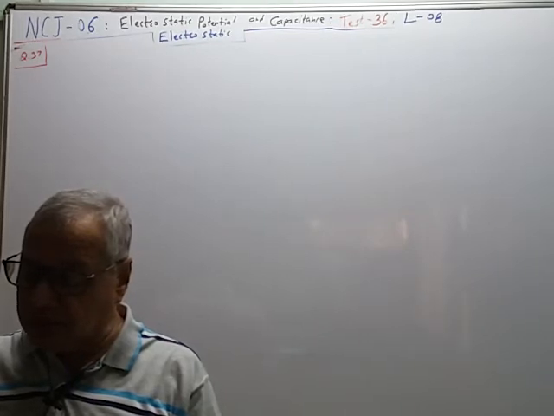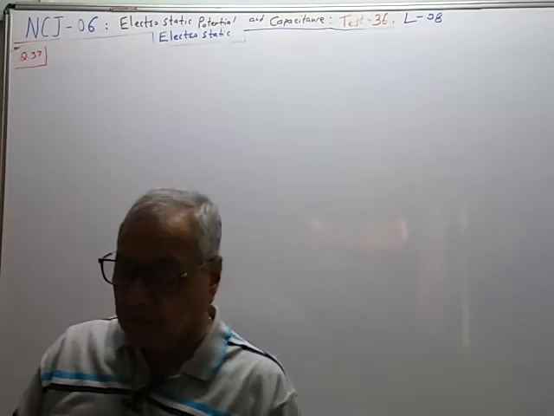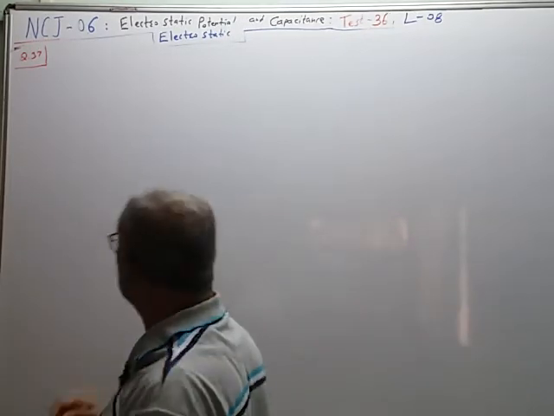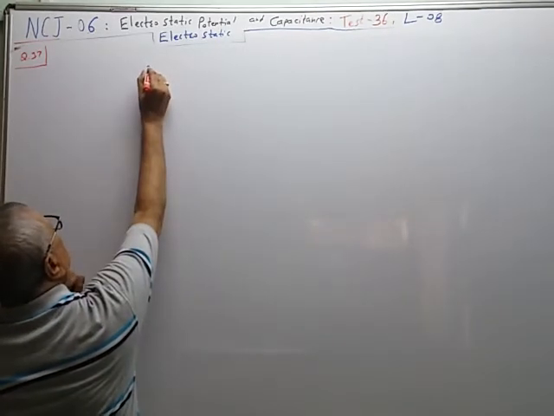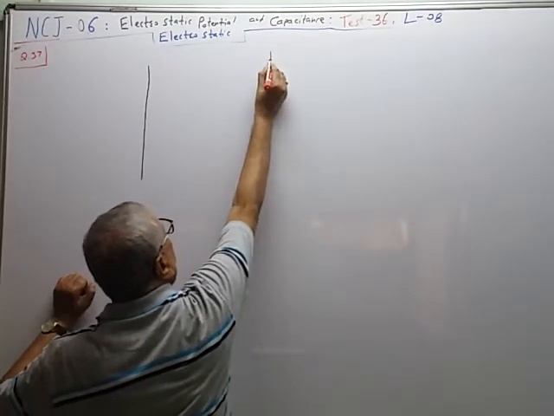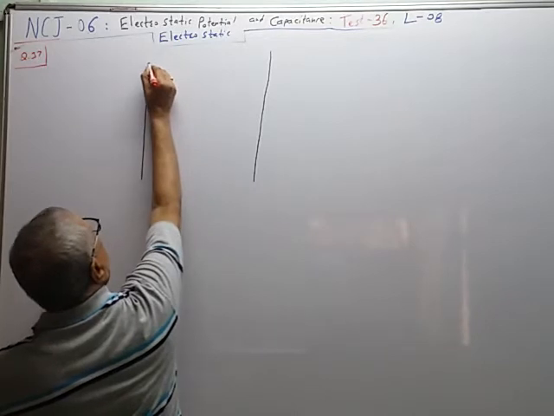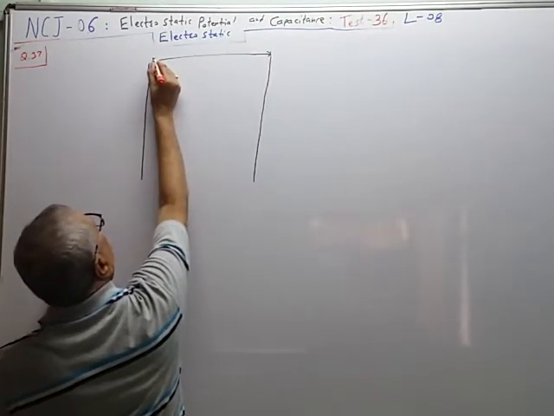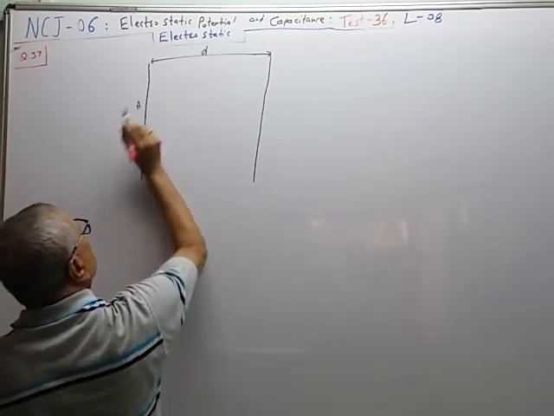So the value is given in terms of area and separation and K1 K2. So the arrangement is like this. These are the two plates of a parallel plate capacitor. They are separated by D. A is the area of each plate.